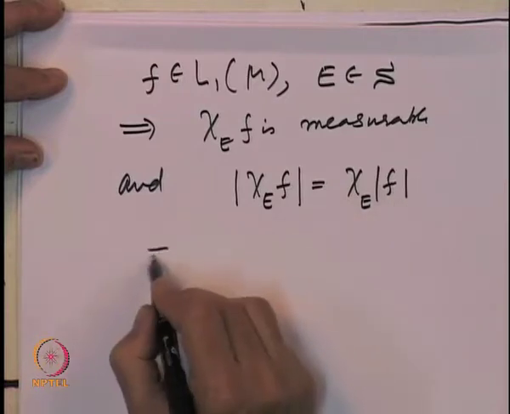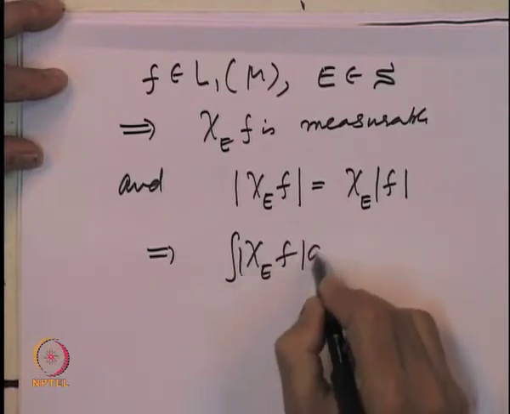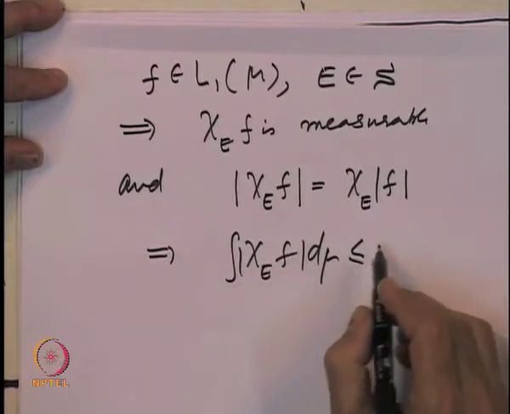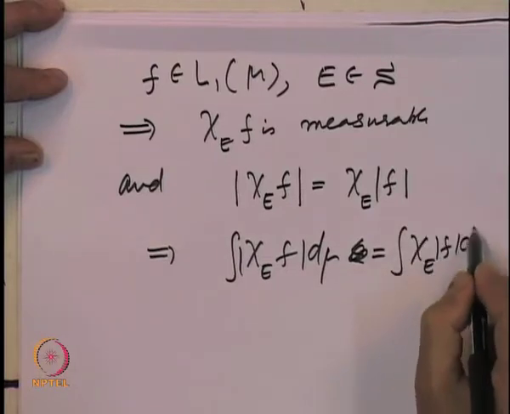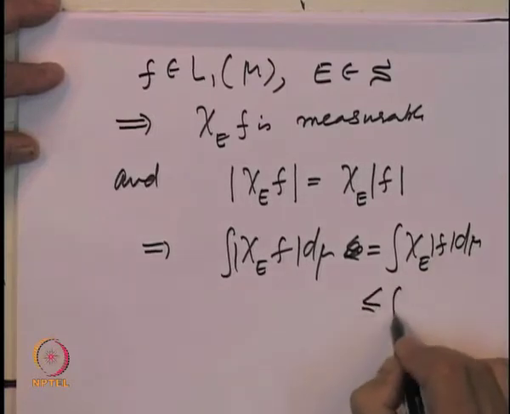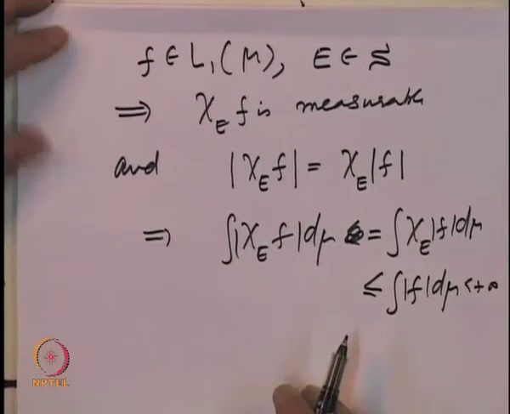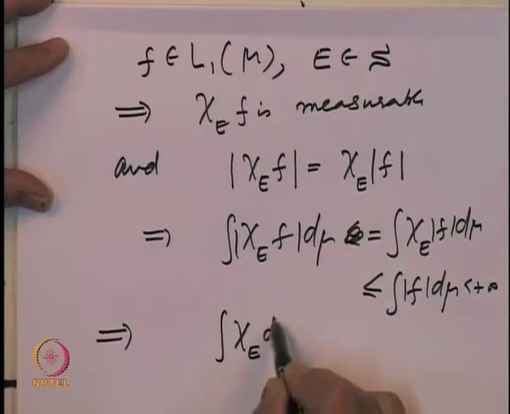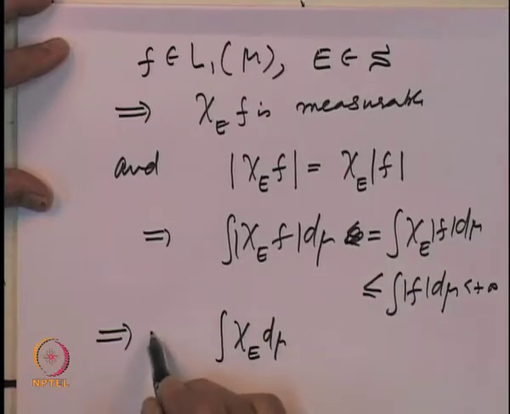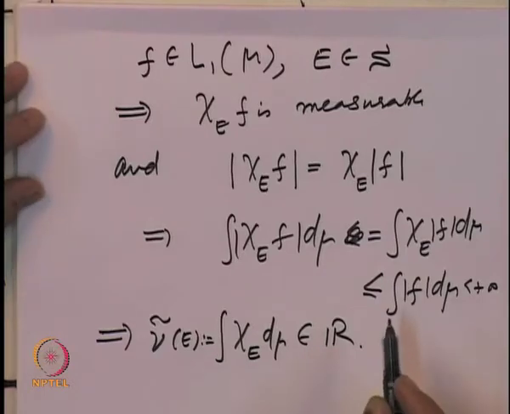of f. So, this implies that the integral of the absolute value of chi E times f d mu is actually equal to the integral of chi E times mod f d mu, which is less than or equal to the integral of mod f d mu, which is finite. So, what does that imply? This implies that the integral of chi E f d mu, which we are denoting by nu tilde of E, is a finite real number.